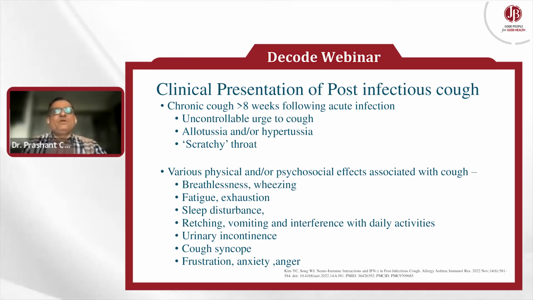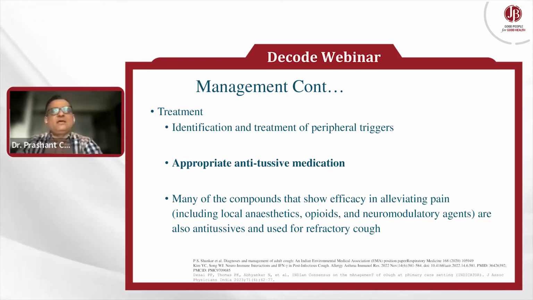How do you manage this? We have to identify and treat the peripheral triggers. Appropriate antitussive medication is extremely important in such patients, including local anesthetics, opioids, and neuromodulatory agents, and also antitussives are used for treatment of a refractory cough.